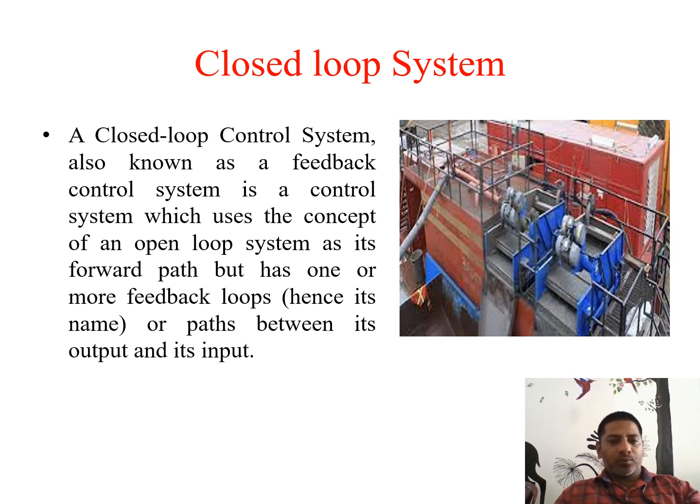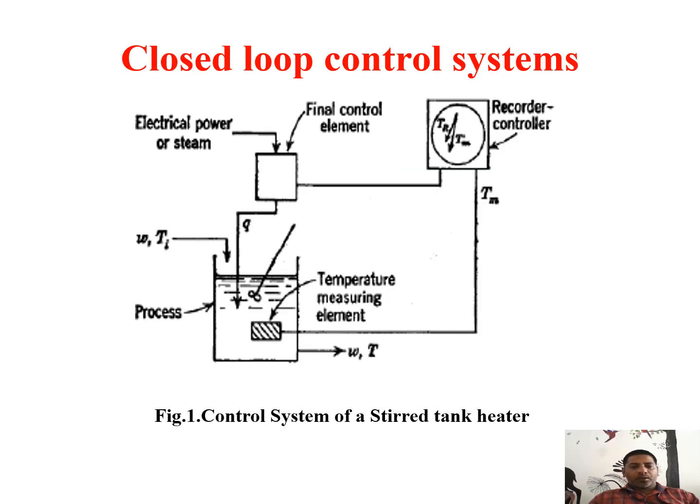A closed loop system, also known as the feedback control system, is a control system which uses the concept of an open loop system as its forward path but has one or more feedback loops, hence its name, between the output and the input. It is controlled by the final control element and the recorder control TR and TM. There is a control system of a stirred tank heater.